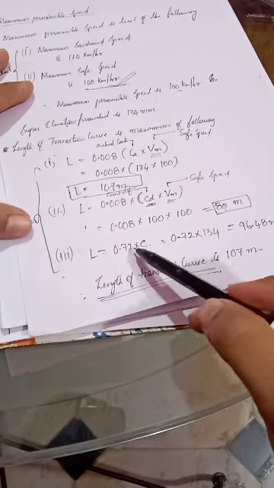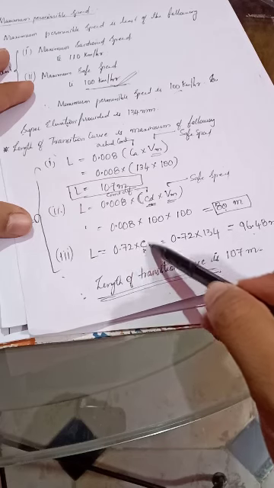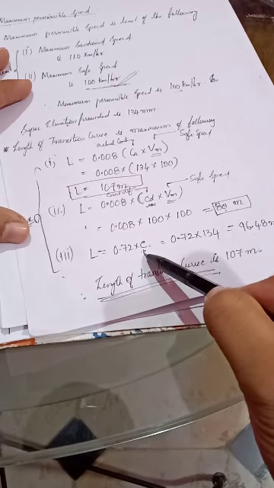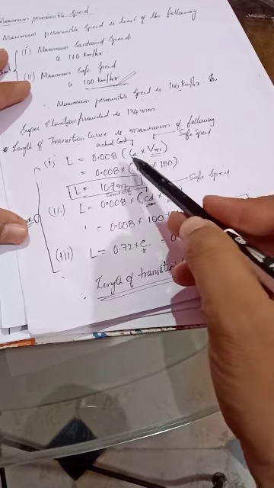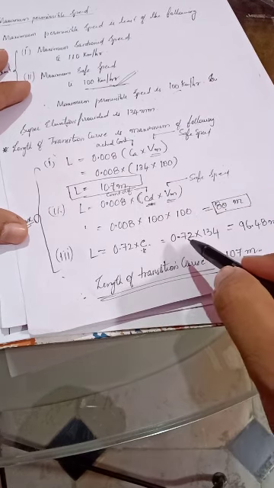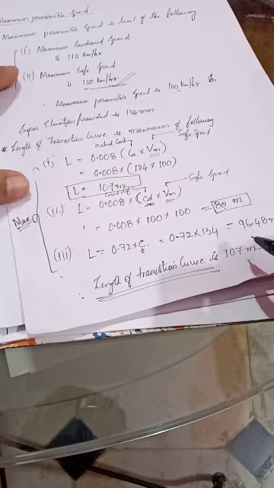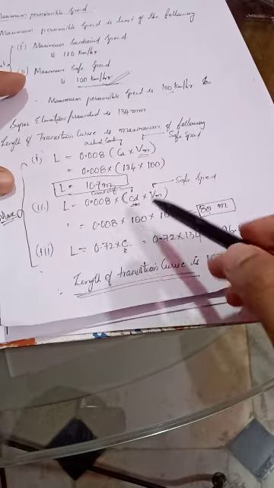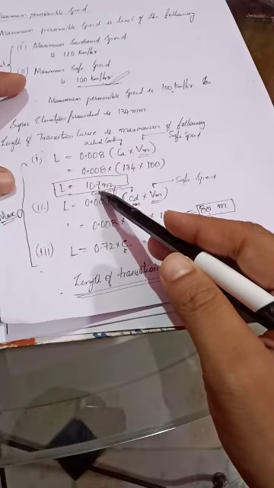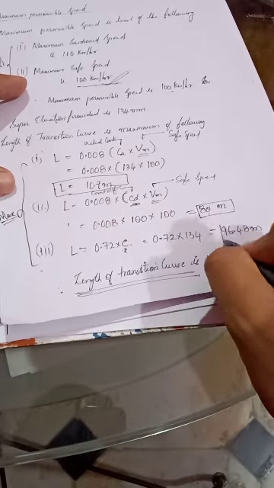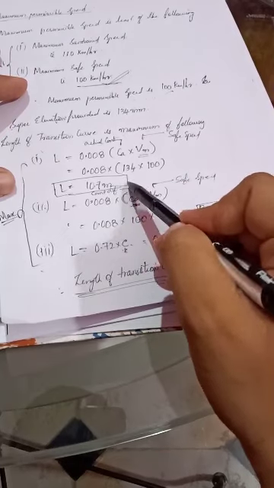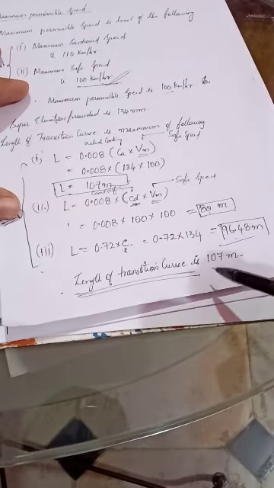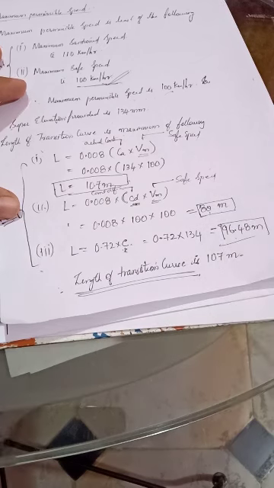Third one, 0.72 into E. What is E? E is nothing but super elevation. It is also nothing but actual cant. So what is the value of actual cant? We have substituted 134 here also. So 0.72 into 134, that is 96.48 meters. Among these three, what is the maximum value? This is the maximum value, 107 meters. Therefore the length of transition curve is 107 meters. That's it.